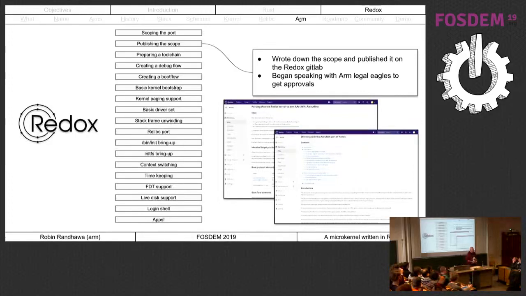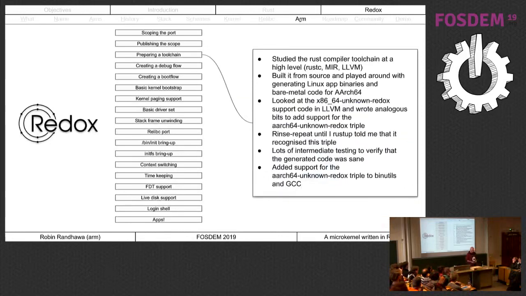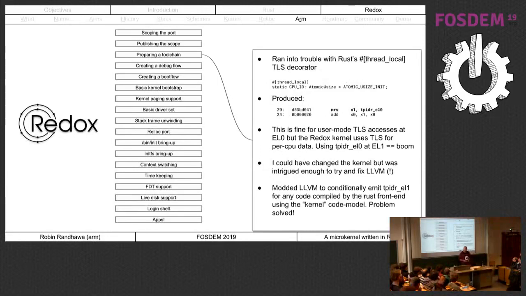I started speaking with the ARM guys because at ARM, like with most silicon manufacturers, you have to get permissions to do this kind of stuff. Started playing with Rust, the compiler, which is Rust and LLVM, and looked at what was done to add support for one particular triplet. Then said, okay, I'll write something similar for AArch64 unknown Redox, rinse, repeat until I got what looked like ARM assembly. Ran into trouble with thread local support because I don't think anyone survives thread local support the first time in any operating system implementation. It's a pain in the nether regions.